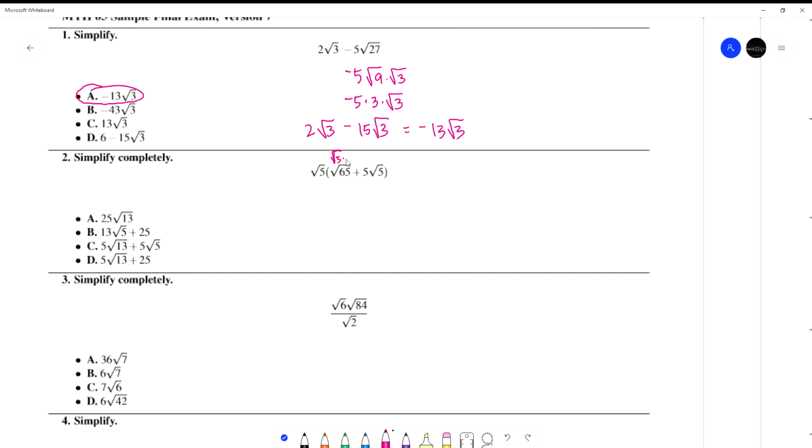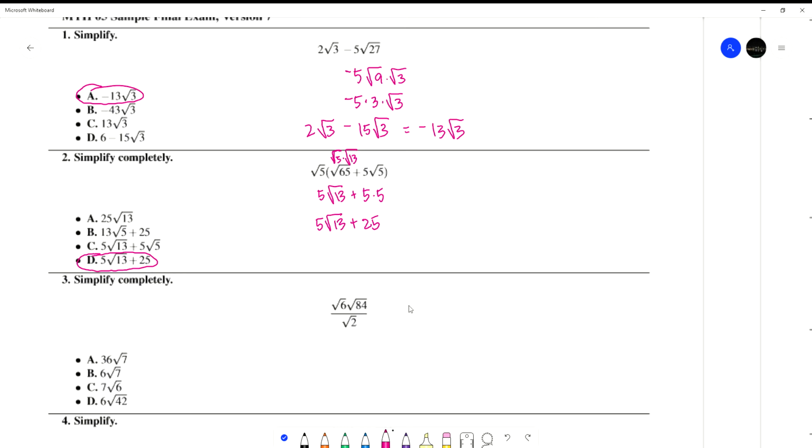So that's radical 5 times radical 13, right? So radical 5 distributes and you get 5 radical 13 plus 5 times 5. So that gives me 5 radical 13 plus 25. These are not like radicals, therefore you cannot combine them. Answer choice D. Right? Okay. The next one, number 3.